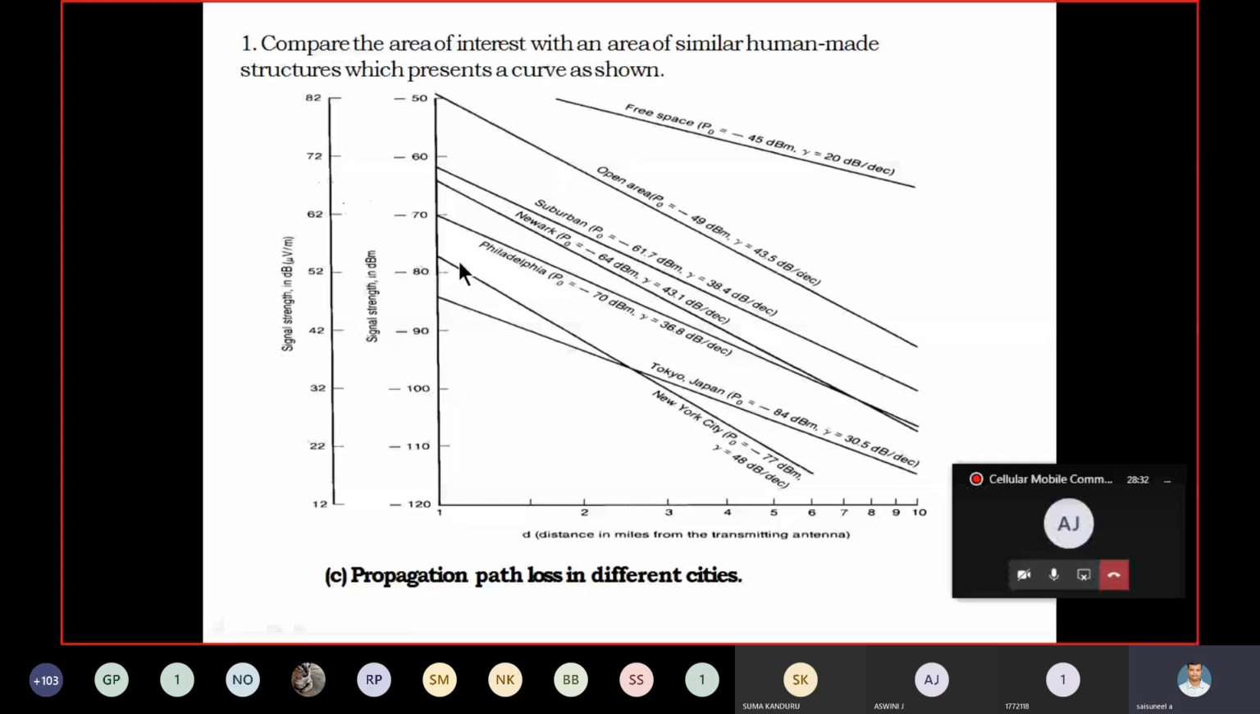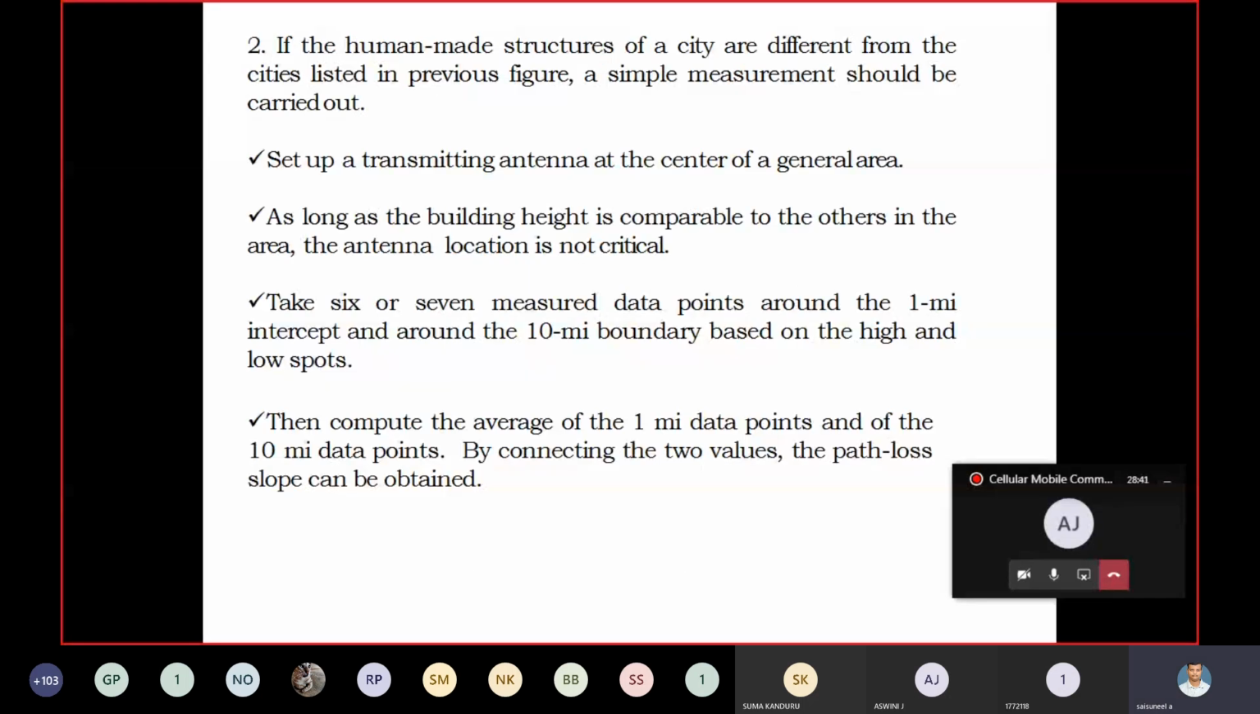Suppose the man-made structures of a city are different, is it the same in all cities? No. Different cities have different structures. Within a city also, on one road, some buildings have different heights, and the multi-storey buildings are different. At that time, we have to set up a transmitter at the center of the general area. First, we have to take the total city and find the center.